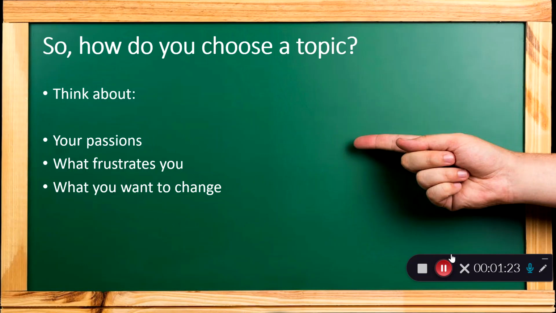So, the first thing to do is choose a topic. Think about what you are interested in in your field. You may already have quite a clear idea of what you would like to research, or you might be overwhelmed with all of the options. You should think about your passions, but also what frustrates you and what you might like to change in the world, as after all, research is about improving practices and ways of doing things.